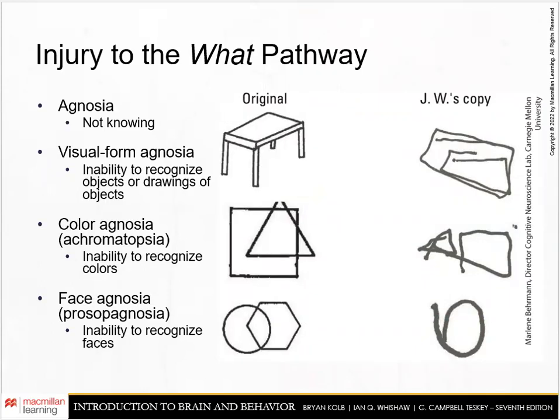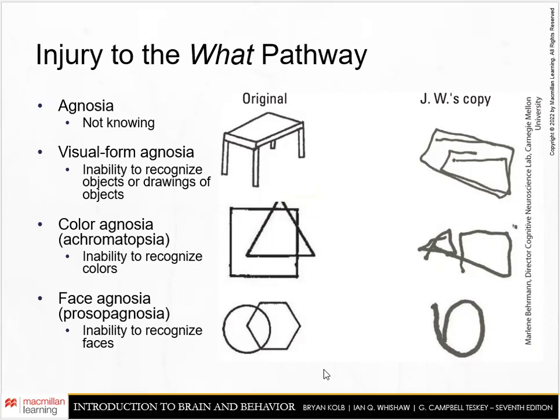Now, what about an injury to the ventral stream, that what pathway? That can lead to some really interesting pathology as well. So one term or experience is this thing called agnosia, which is just a not knowing what something is. And there's a couple forms that this may take. So there can be this visual form agnosia, which is an inability to recognize objects or drawings of objects. There can be a color agnosia, which is an inability to recognize colors. And we talked about this before, but there can be a face agnosia, which is an inability to recognize faces.